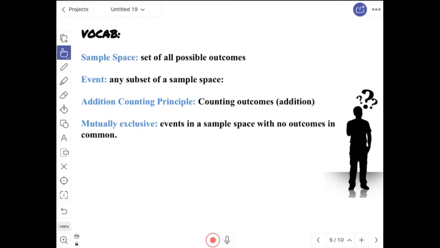All right, vocabulary. We have a sample space. This is the set of all of the possible outcomes. An event is any subset within the sample space. So an example of that would be like if you're dealing with a deck of cards, some of those, like spades, could be an event. And then we have the addition counting principle, which is counting outcomes, just like we did in our last example. And then mutually exclusive. Events in a sample space with no outcomes in common. So things are kind of individualized or they stay alone.